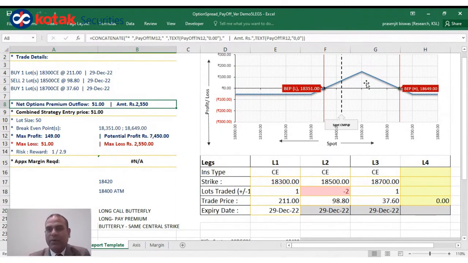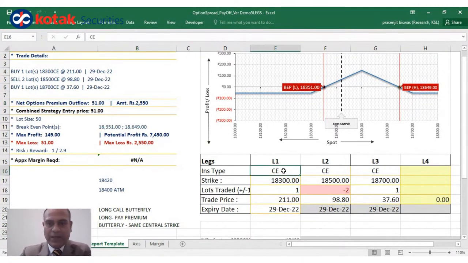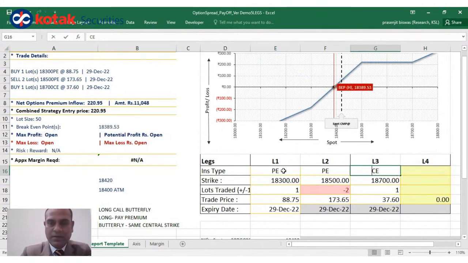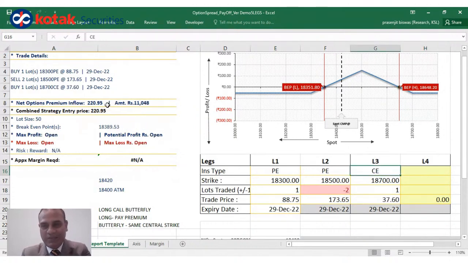So agar market mein mere ko lagta hai ki market ek hi jagah pe rehne wala hai, to aap is type ka long call butterfly ya put butterfly dono aap kar sakte hain. Correct? Abhi yahan pe dekhiye, आपका जो प्रीमियम आउटफ्लो है वो 51 है. अगर हम इसको पुट में कन्वर्ट कर दें, आपका ऑप्शन का प्रीमियम देखिए लगभग वही सेम ही है. It's not changing. Correct? अगर चेंज हो जाता तो यहां पे आर्बिट्राज आ जाएगा. इसके लिए the combination has to be same.